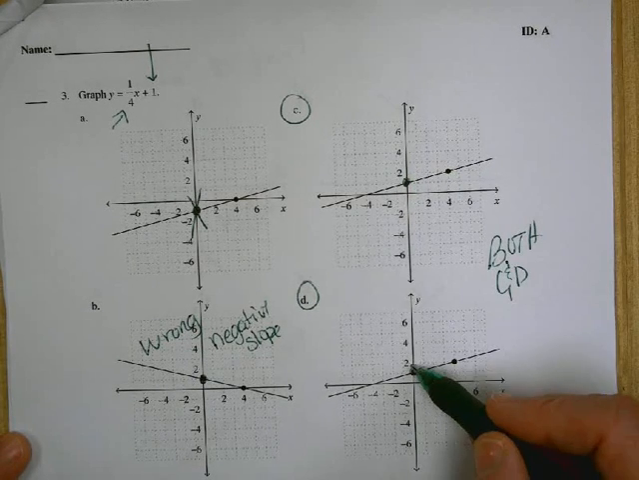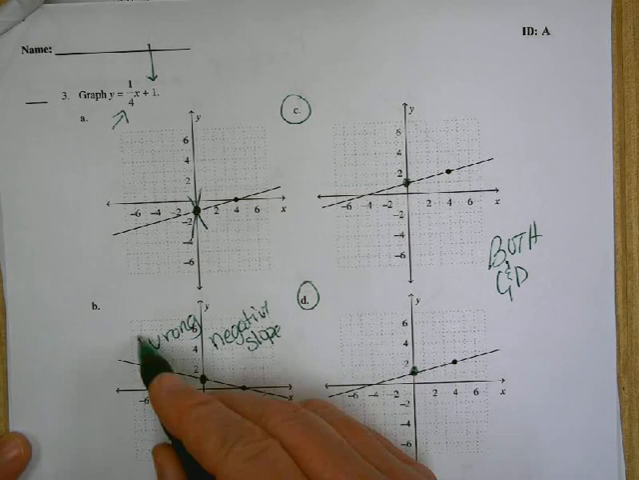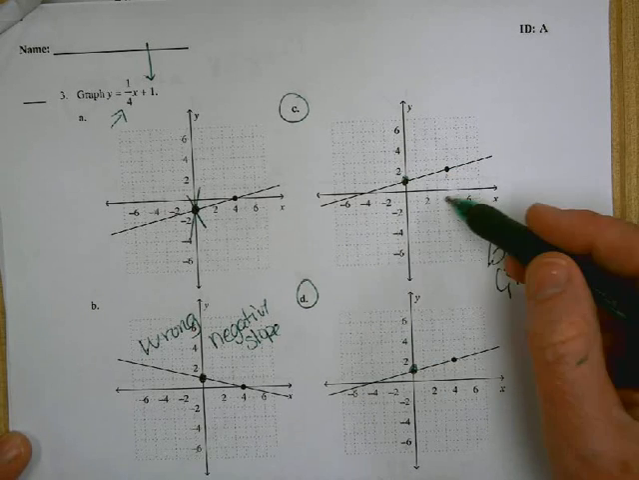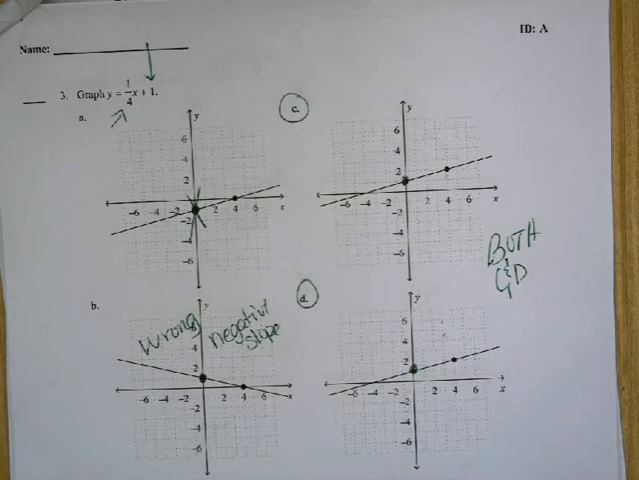D moves up 1 and over 4. B moves down 1 and over 4. B is wrong because it has a negative slope. This is one of those questions where you have two answers. Happens sometimes in geometry. And the answers are C and D.